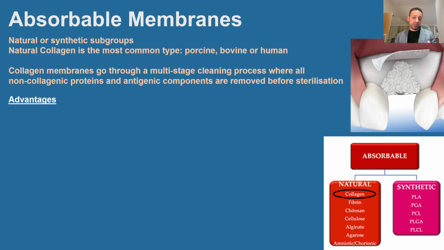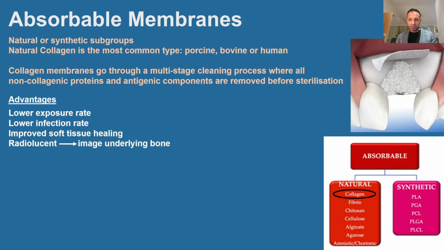And the advantages of absorbable membranes are that we get lower exposure rates. So remember, 5% as opposed to 20%, therefore a lower infection rate results, and we get improved soft tissue healing because it's a more natural component. It's not seen as a foreign body as much by the body, although it is still a foreign body, but not as much in terms of the way that the body attacks it and heals around it. And also it's radiolucent. So when we place a bone graft and a collagen membrane, we can x-ray and properly see the bone graft to assess how we've grafted.